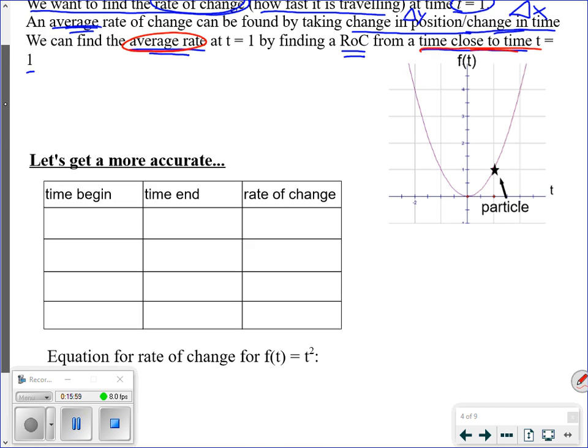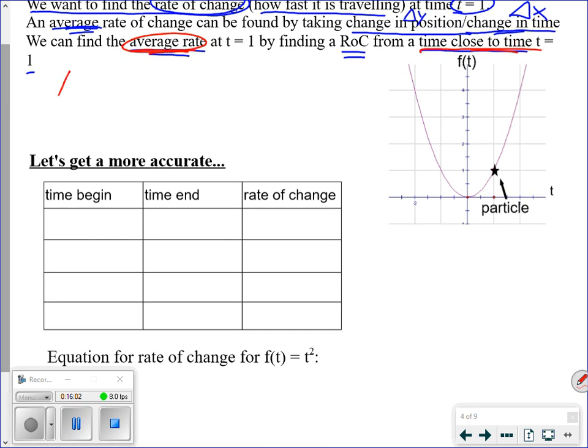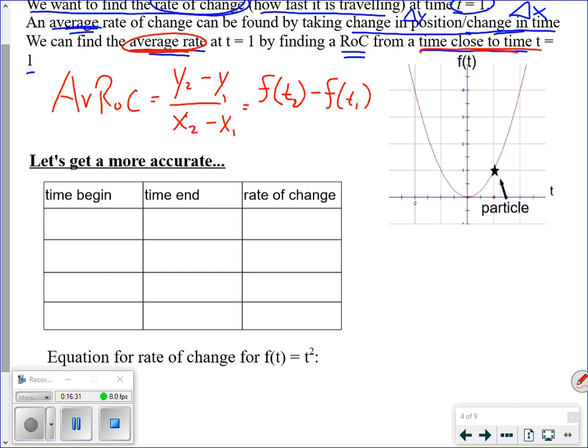Let's think about it. When I'm finding average rate of change, remember, all that is just your change in y over your change in x, or y2 minus y1 over x2 minus x1. Which in this particular case would be f of time 2 minus f of time 1 over time 2 minus time 1, just to get a little more application here, because our x values are actually time, and we're inputting them into some function here. In this case, t squared.